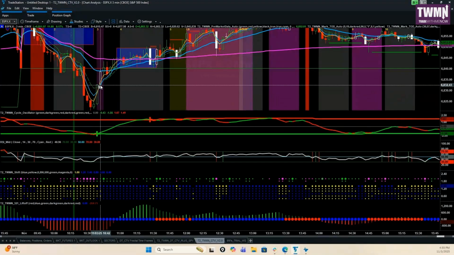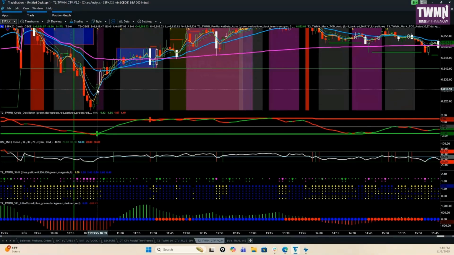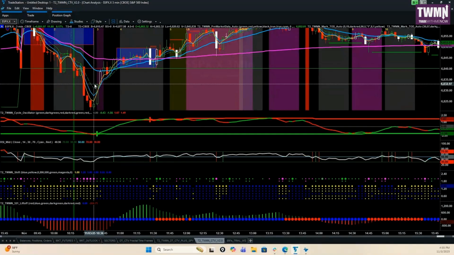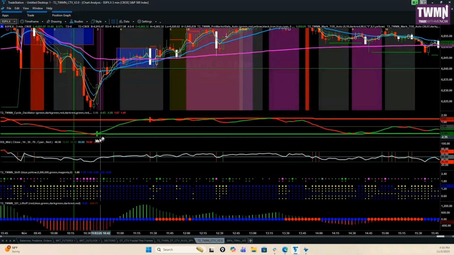But you could have taken it early right here when price did break above the 3 and above the 8, which is my dashed green line right here. That would give you an early entry. Didn't have everything. You didn't have the RSI cross right here, but the trend was up. The cycle oscillator was at an extreme, and you had this cross here, so that can give you some confidence there.